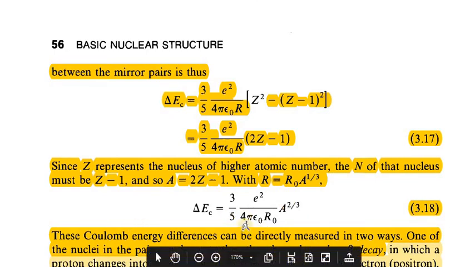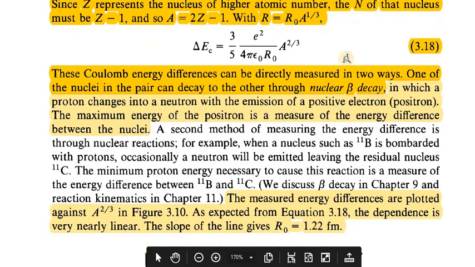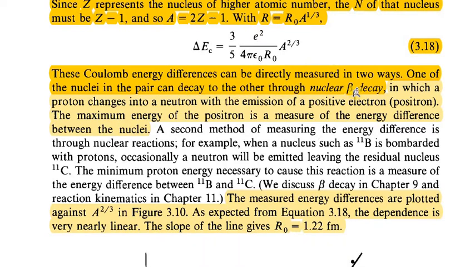These Coulomb energy differences can be directly measured in two ways. One of the nuclei in the pair can decay to the other through nuclear beta decay, in which a proton changes into a neutron with the emission of a positive electron or positron. The maximum energy of the positron is a measure of the energy difference between the nuclei.